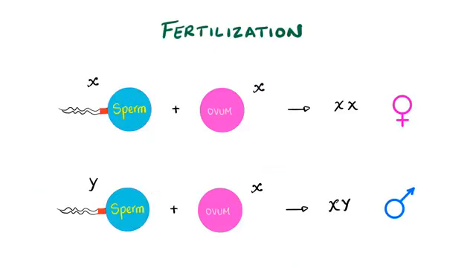The ovum is always X. The sperm, it depends. Could be X or Y. X plus X, that's a female. X plus Y, that's a male.